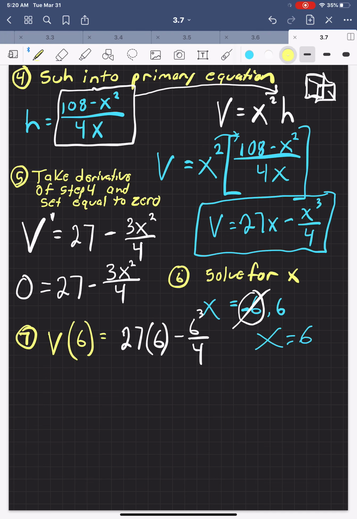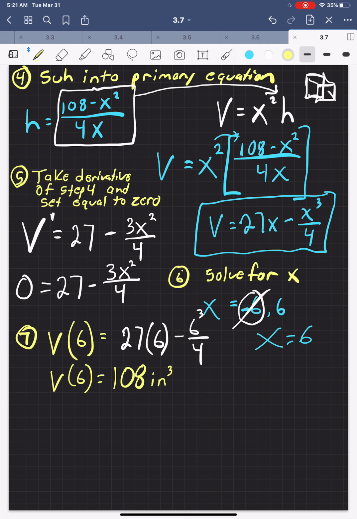The result is 108. Now, let me make sure that you understand the idea that the maximum volume you can get from this open top box, given that it has to be 108 square inches for surface area, is 108 cubic inches.